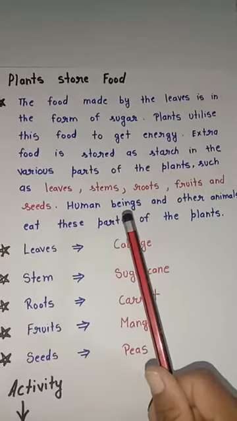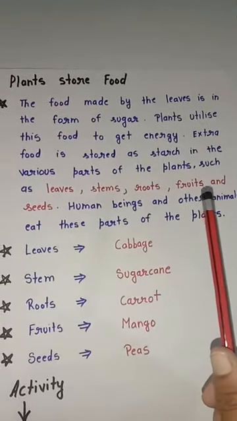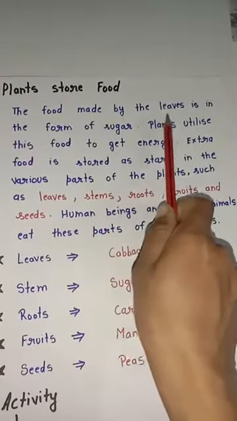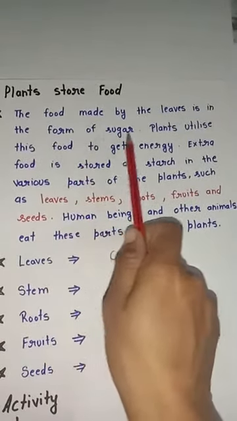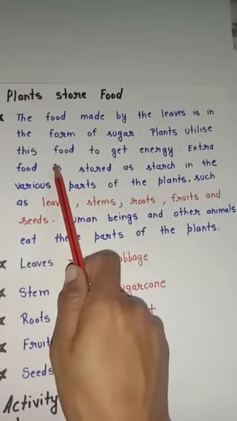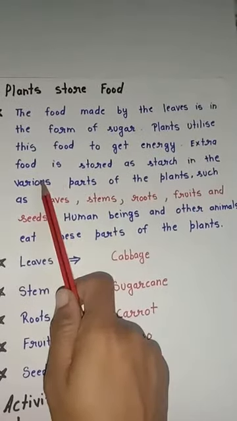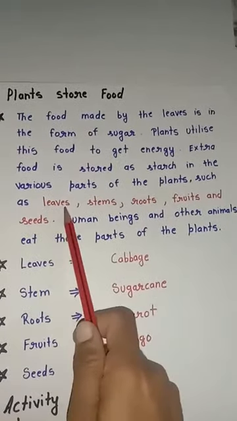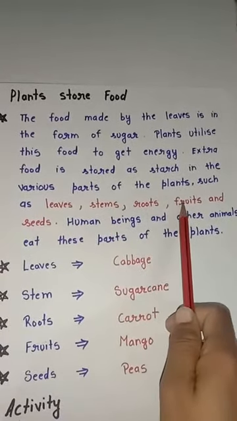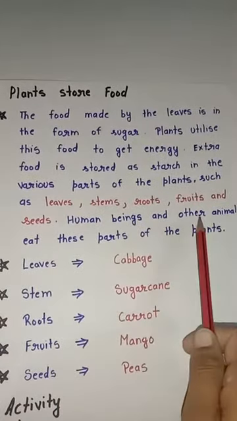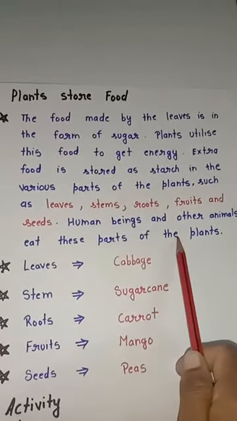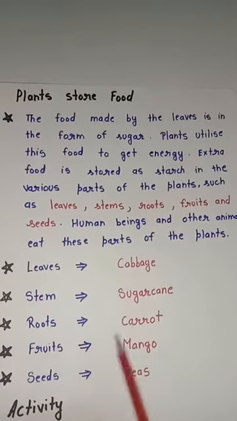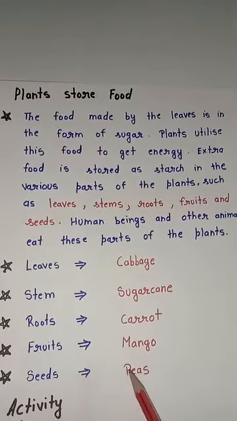Now here we have read about how plants store food. I'm repeating again, please students, listen carefully. The food made by the leaves is in the form of sugar. Plants utilize this food to get energy. Extra food is stored as starch in the various parts of the plants, such as leaves, stems, roots, fruits, and seeds. Human beings and other animals eat these parts of the plants, like leaves of cabbage, stem of sugarcane, roots of carrot, fruits like apple or mango, seeds like seeds of peas.